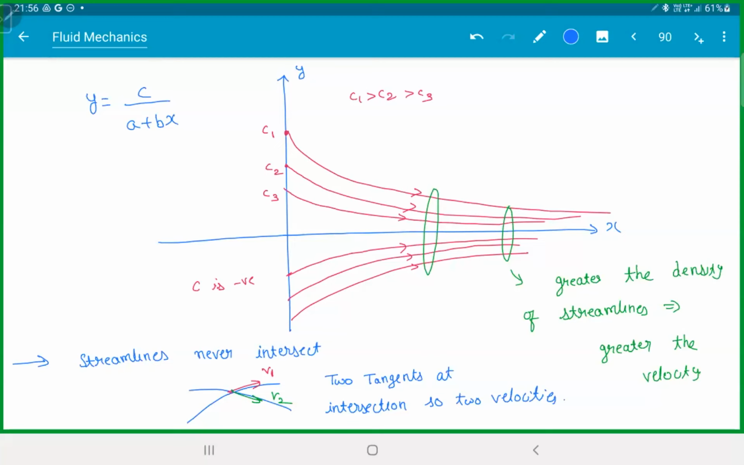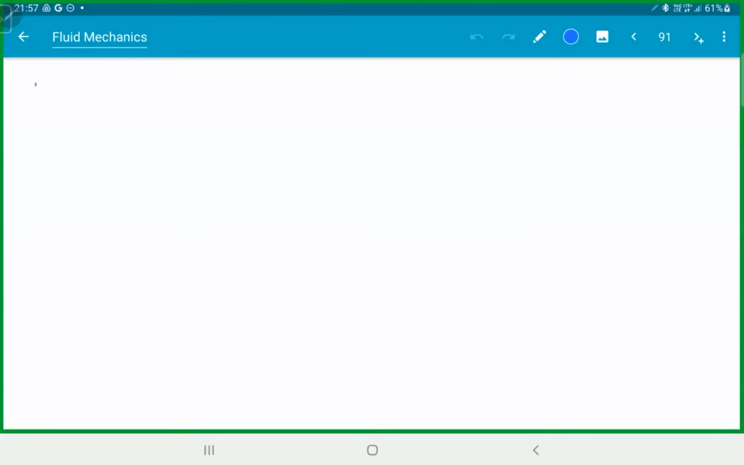Clear? Now, this is all great, mathematically and all we're understanding. But if you actually see a streamline flow, how does it look? So this thing, we also have a name: steady flow, streamline flow, or laminar flow. So all are same.